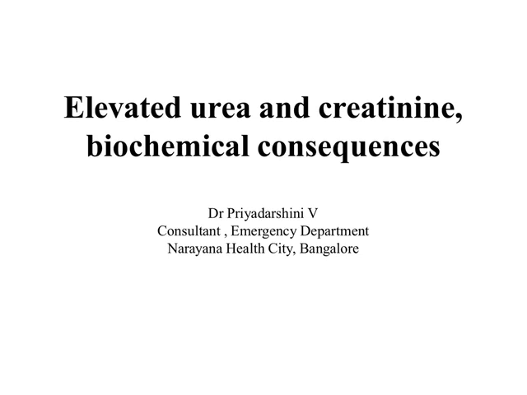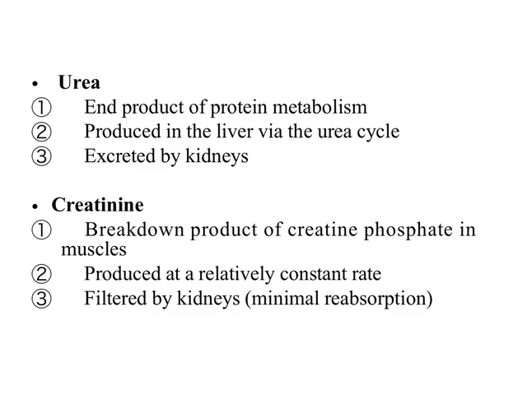This topic is very important because these two parameters are routinely used to assess kidney function in clinical practice. Urea and creatinine are the most commonly used markers for renal function. Urea, the end product of protein metabolism, is produced in the liver via the urea cycle and excreted by the kidneys. Creatinine is the breakdown product of creatine phosphate in muscles, produced at a relatively constant rate and filtered by the kidneys.